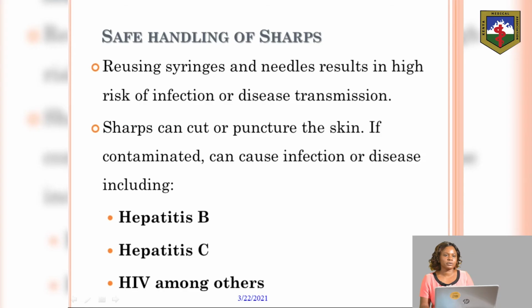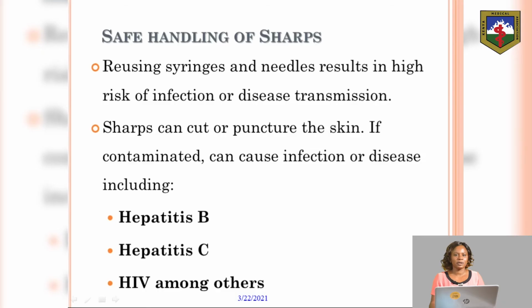I'll talk about safe handling of sharps, because this is very key when it comes to caring for our patients in the hospital. And we are talking about the syringes, the blades, or anything which can pierce our skin. There is a risk. If one is using syringes or needles, it results in a risk of infection and transmission of diseases.